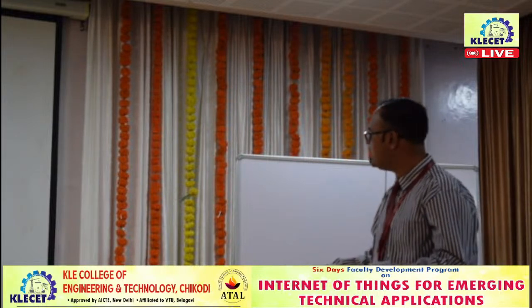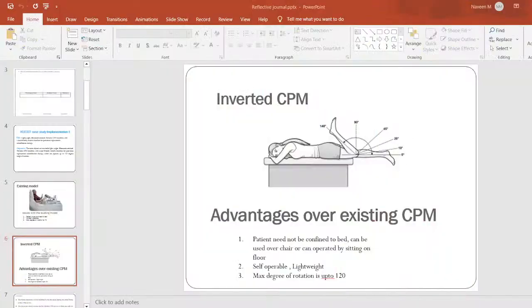Bluetooth enabled lightweight portable CPM machine, it is an inverted CPM machine. Okay. So the objective is we have to go up to 120 degree rotation. For that, we have designed this.